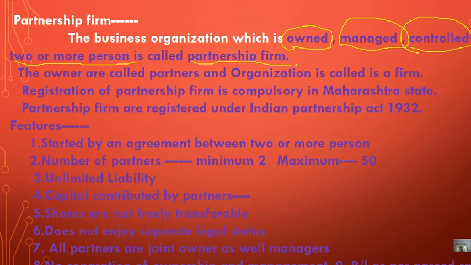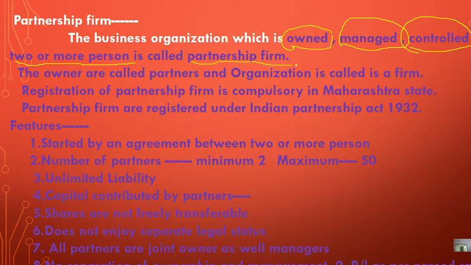Next, unlimited liability. What is meant by liability? Liability means ability to pay debt, ability to pay loan. So the liability of a partnership firm or partners is unlimited.